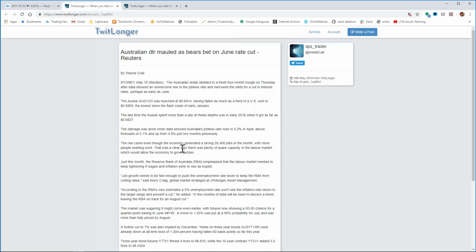Just this month, the RBA emphasized the labor market needed to keep tightening if wages and inflation were to rise as hoped. Job growth needs to be fast enough to push the unemployment rate lower to keep the RBA from cutting rates, says Kenny Craig. According to the RBA's own estimate, a 5% unemployment rate won't see the inflation rate return to the target range and prevent a cut. A few months of data will be needed to discern a trend, leaving the RBA on track for an August cut. The market is wagering it might even come earlier than that.